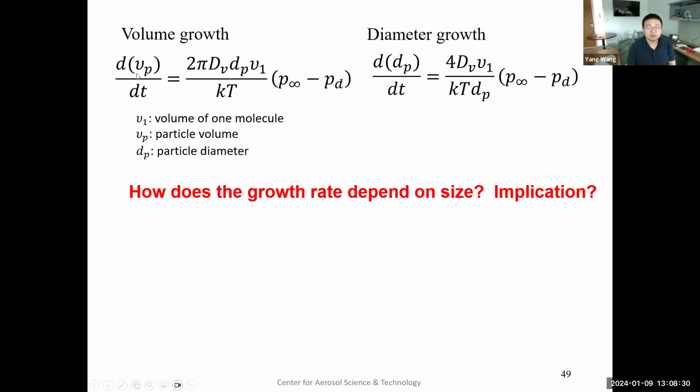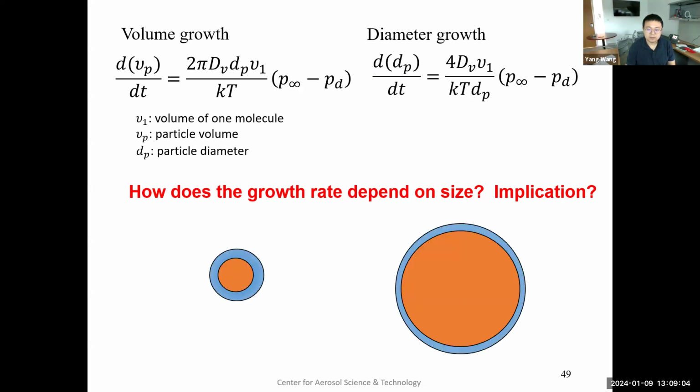But you can also write out the expression for the volume, which is pi over 6 multiplied by dp to the third. And you can find that the change of the particle size is proportional to 1 over dp, which means that if you have a relatively large droplet, its size growth is going to be slower, right? So the growth rate in terms of particle size actually depends on the particle size. The larger particles will grow slower in terms of size.